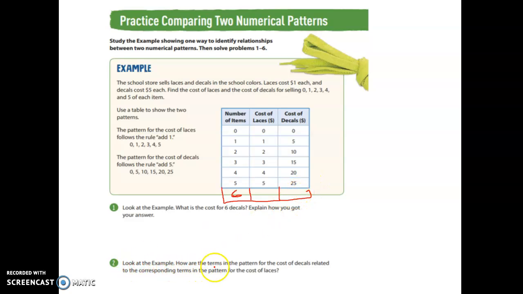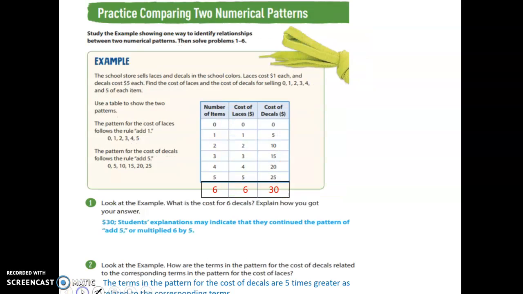And then look at the example. How are the terms in the pattern for the cost of decals related to the corresponding terms? And again, corresponding terms are the cost of the laces and the cost of the decals. Okay, so what are you doing to relate those 2 terms? All right. So number one, if you filled in for 6 items, the cost of the decal was $30.